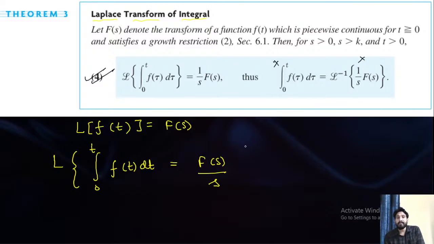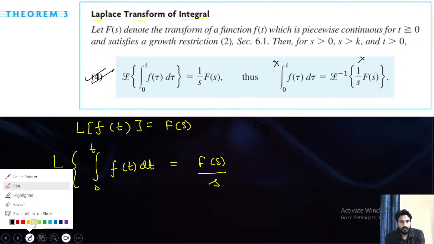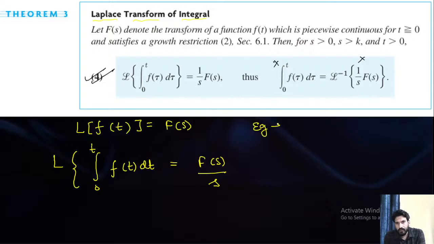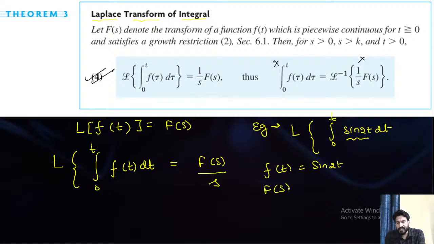So let's take a very simple example for it. Let's suppose I have to find out the Laplace of integration from 0 to t of sine 2t dt. Okay, sine 2t dt. It means this is my f of t. What is my f of t? F of t is sine 2t. What is the Laplace of f of t? Laplace of f of t is 2 divided by s square plus omega square, that is 4.